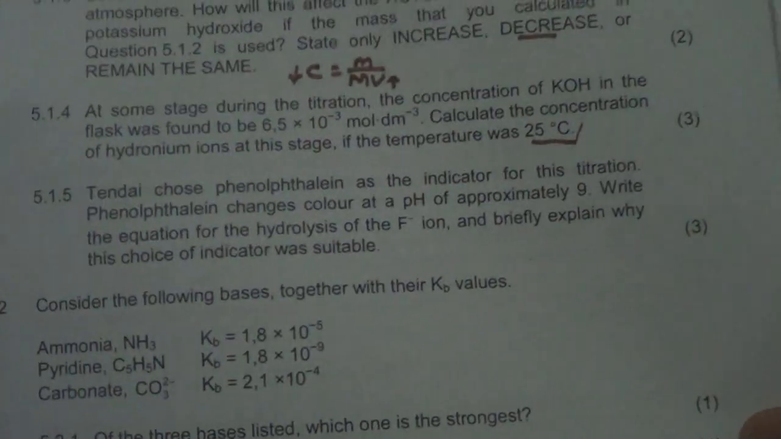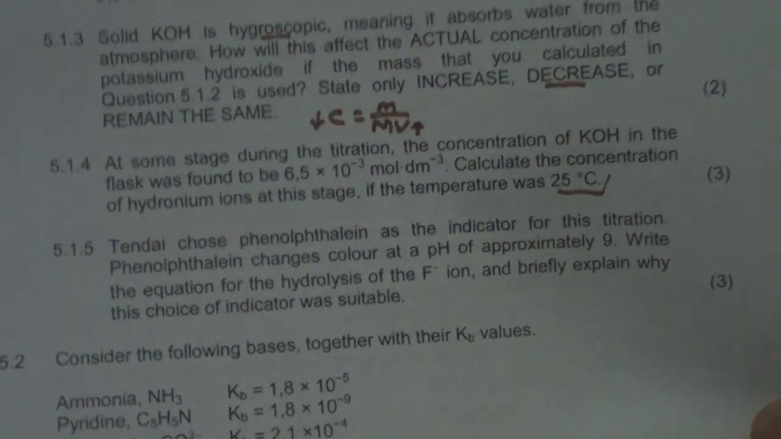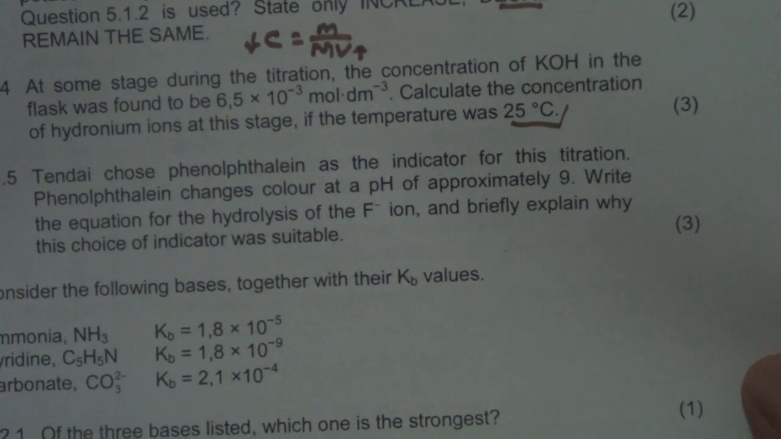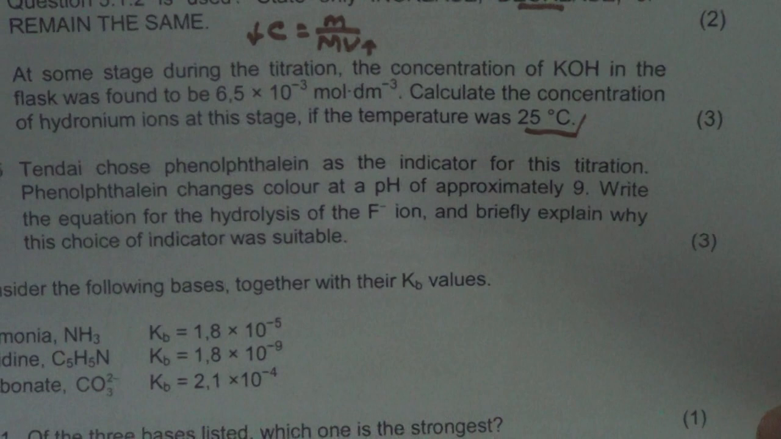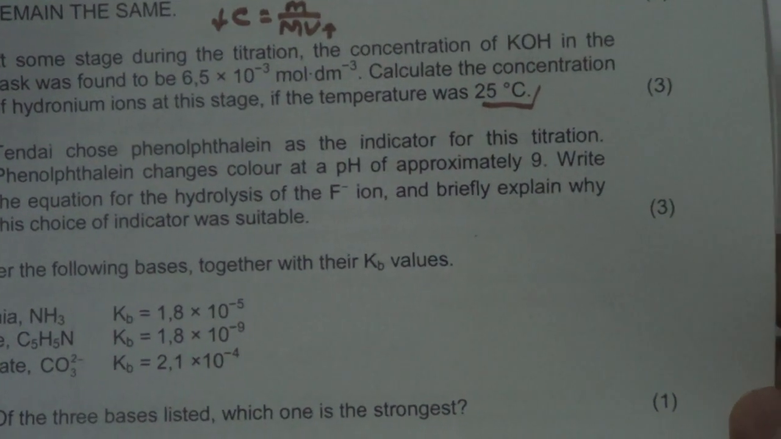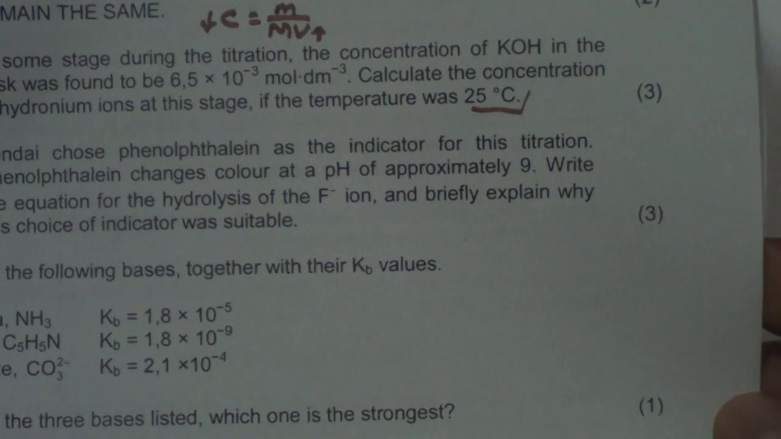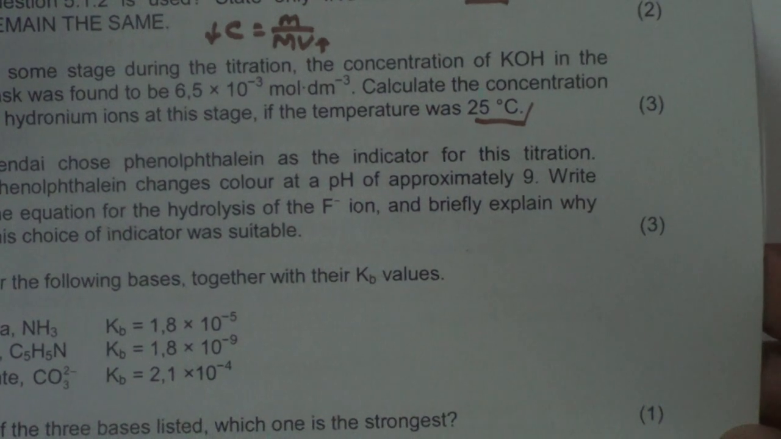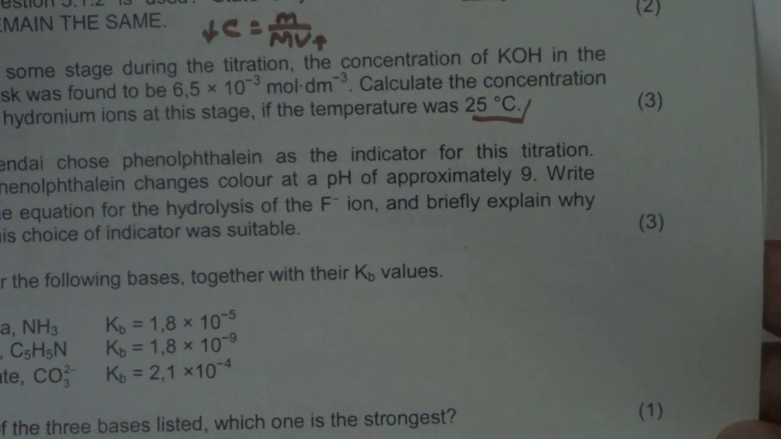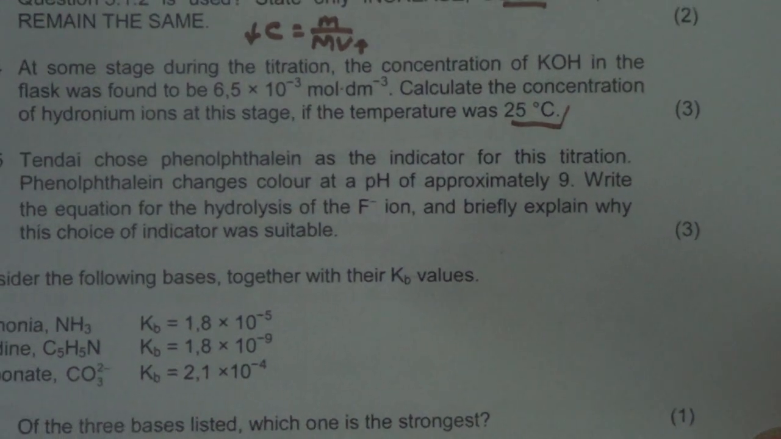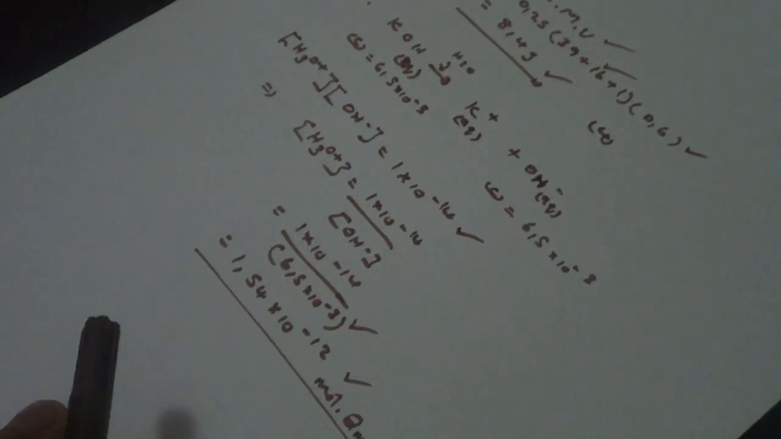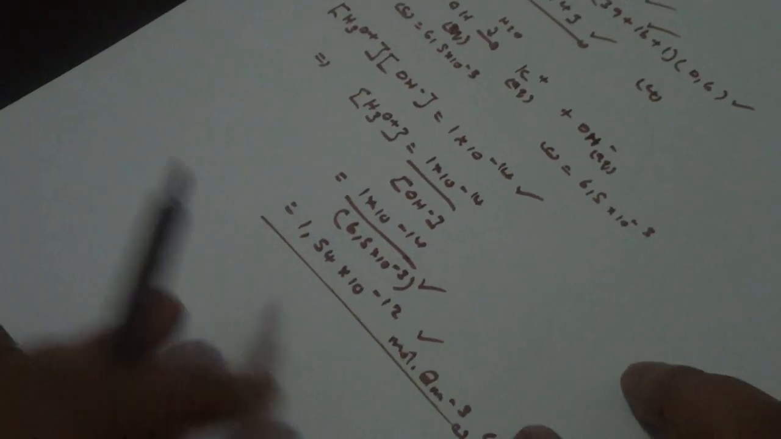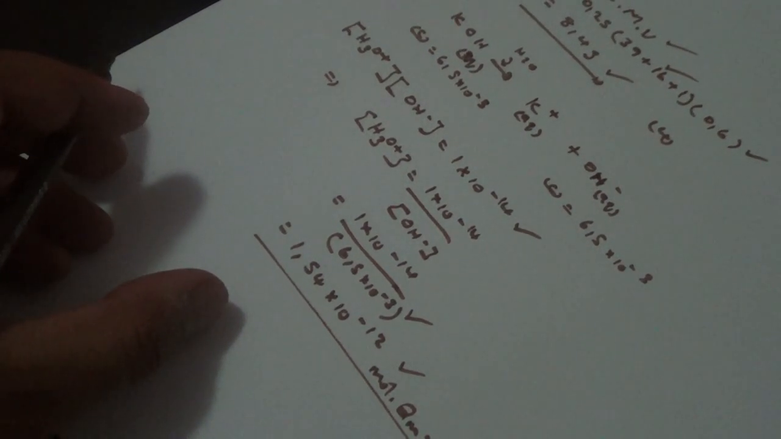All right, so let's have a look. What is the story now? Tendai chose phenolphthalein as the indicator for this titration. Phenolphthalein changes color at a pH of approximately 9. Write the equation for the hydrolysis of the fluoride ion and briefly explain why this choice of indicator was suitable. Okay, great stuff. So let's have a look. What happens when we hydrolyze?